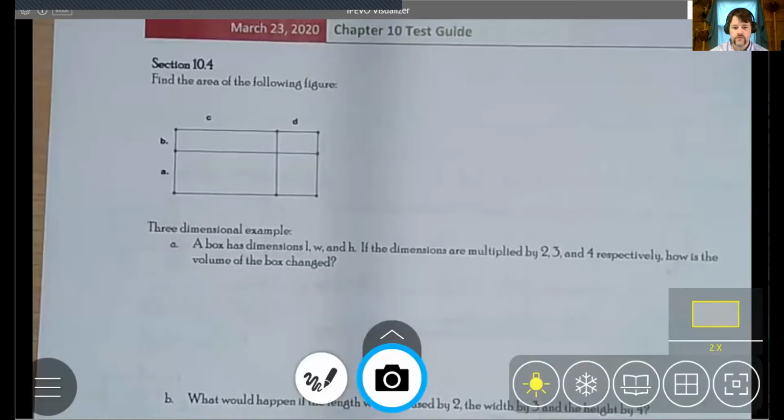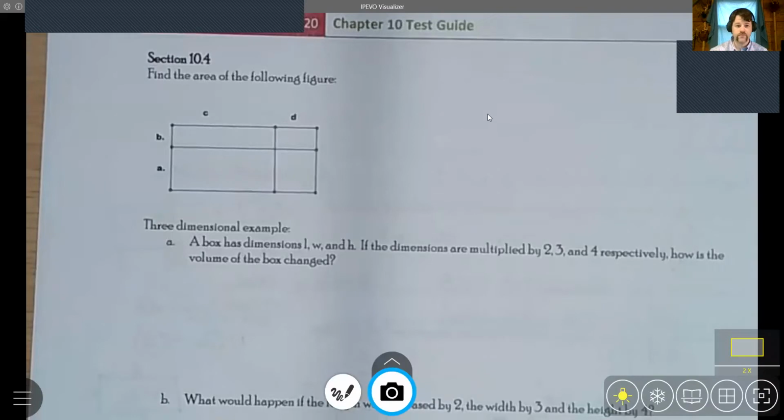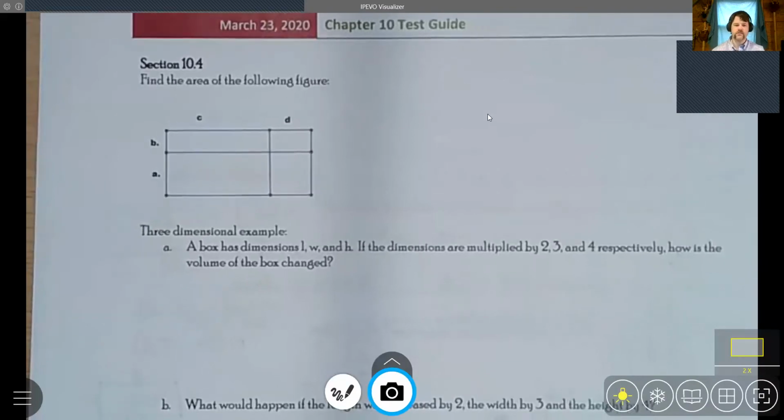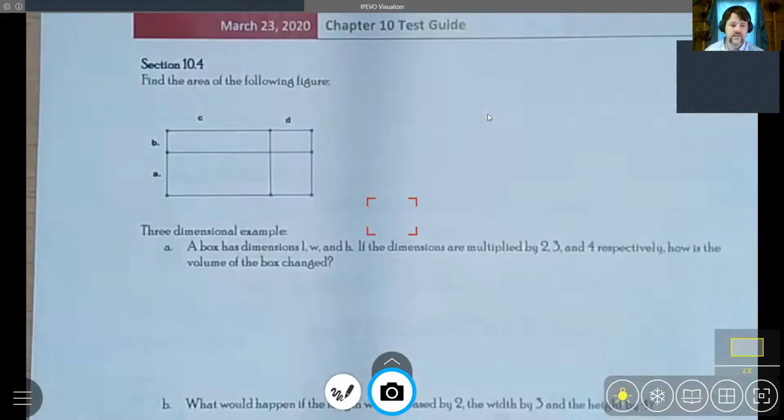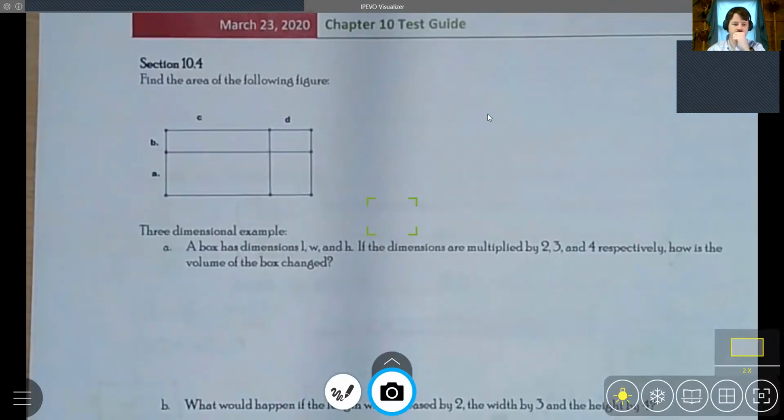Anyway, we're going to talk about some concepts here in geometry. Section 10.4. Okay, so let's walk through this. It says find the area of the following figure. Focus it a bit better.